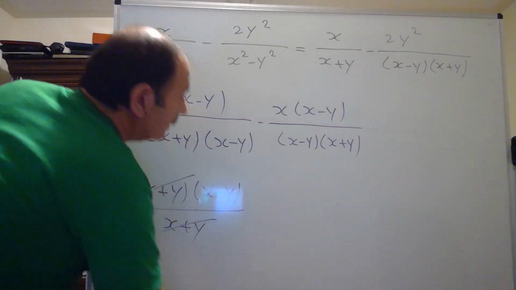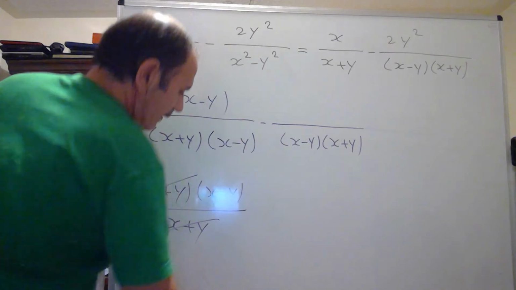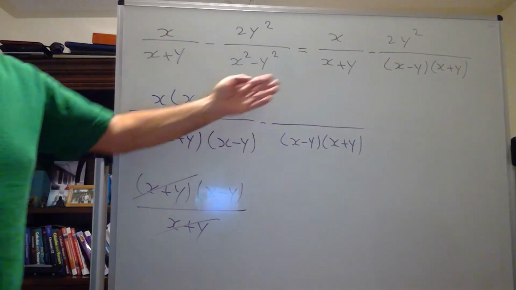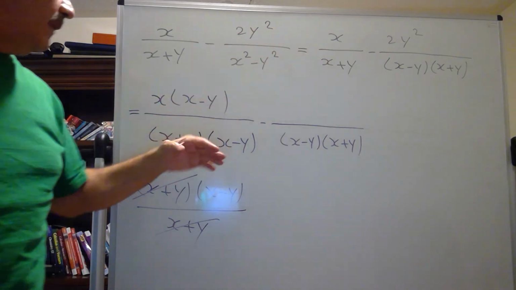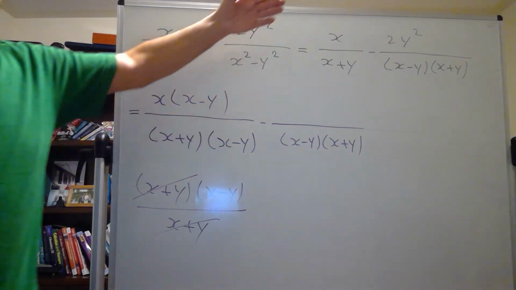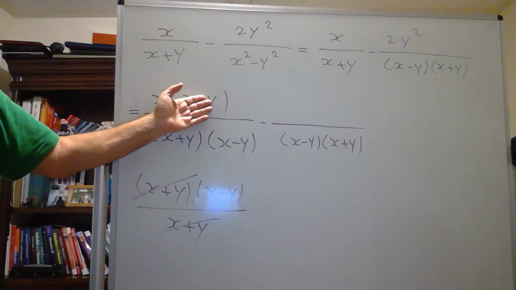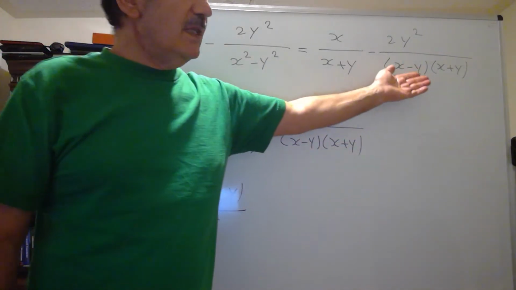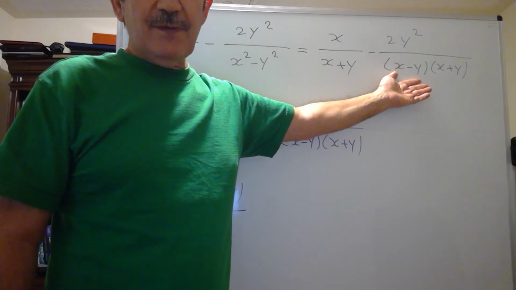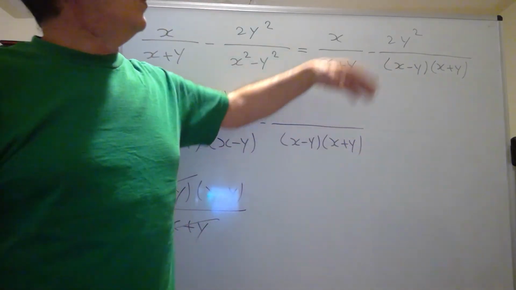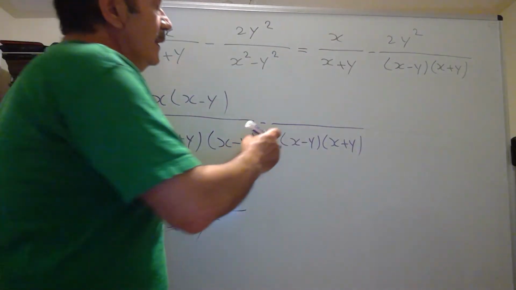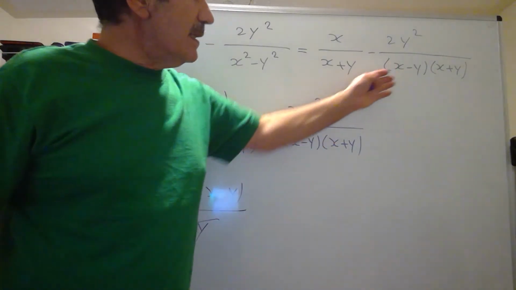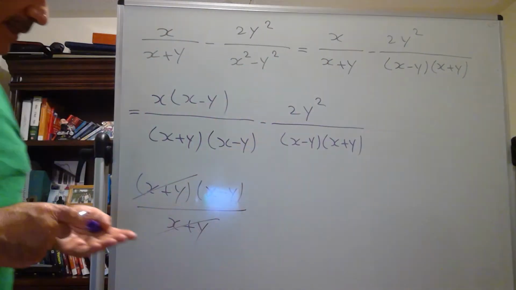For the first fraction, x plus y, x minus y divided by x plus y, the remaining part is x minus y, multiplied by the top, which is x, so x times x minus y. For the second fraction, x minus y, x plus y divided by x minus y, x plus y is going to be 1. 1 times the top is the same, 2y squared. Because the denominator is the same, the numerator remains the same.